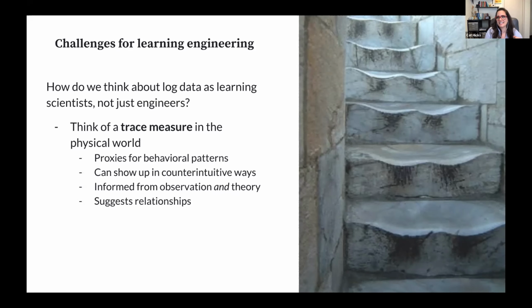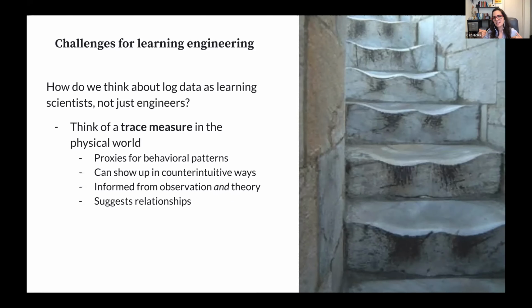An example that I really like to use is the concept of a trace measure. A traditional trace measure is some physical trace that's left from the past behavior that happens in an environment. I liken this to what we're doing with our log data because we're trying to look at that real life learner behavior and see it in an environment that we built.